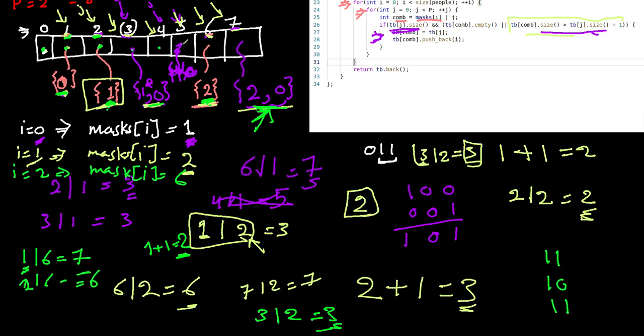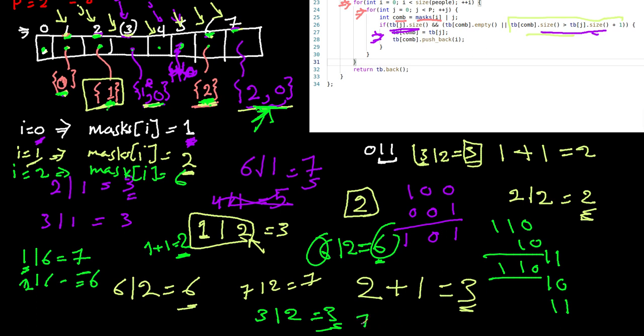4 is empty, 5 is empty, 6 has 1 person. 6 or 2 equal 6, because 6 is 1, 1, 0 and 2 is 1, 0, so it will be 6, and it will point to the same element in the current J, and at the end we'll have the same answer. 7 or 2 equal 7. Again, we'll have the current answer.